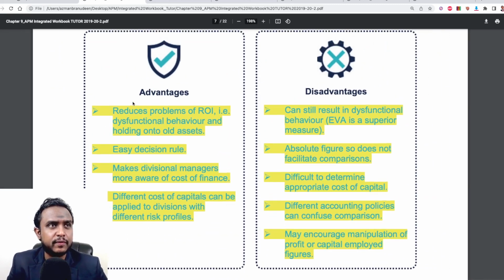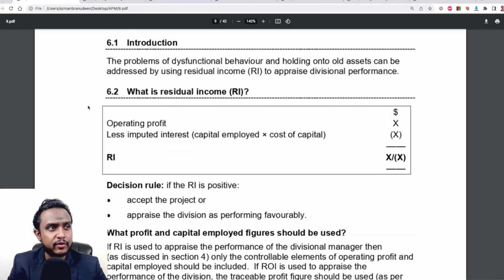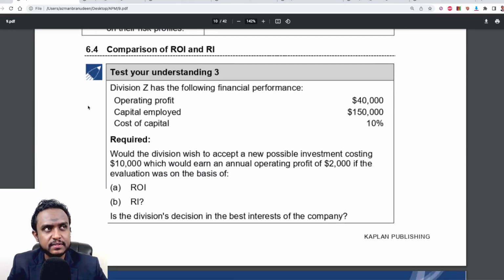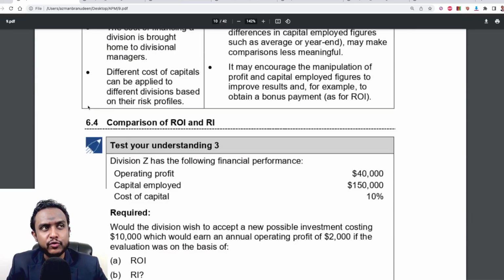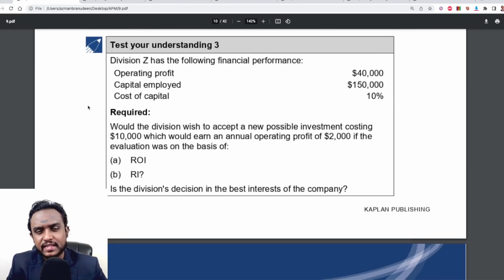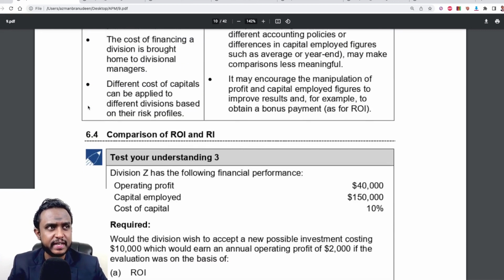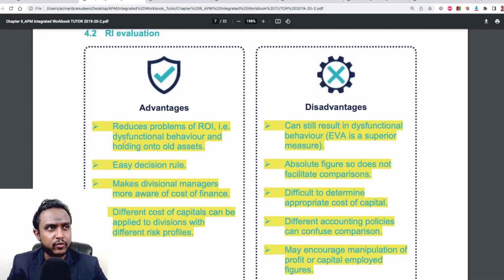So in terms of what's good and what's bad, it reduces those problems of ROI. Now what you can do is there is proof. There are a couple of examples, TYU3 and TYU4, for you to try this out and see exactly how this issue is addressed. You can refer to the calculation video to see the discussion if you need further explanations. So let's take a look at what's good and what's bad about RI and ROI.